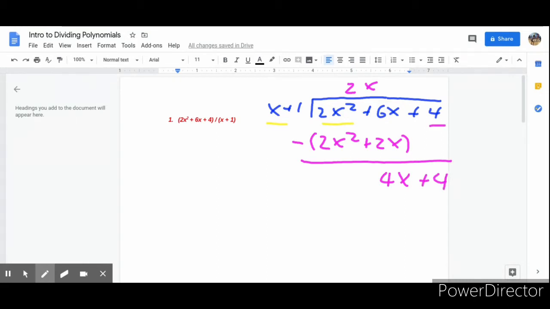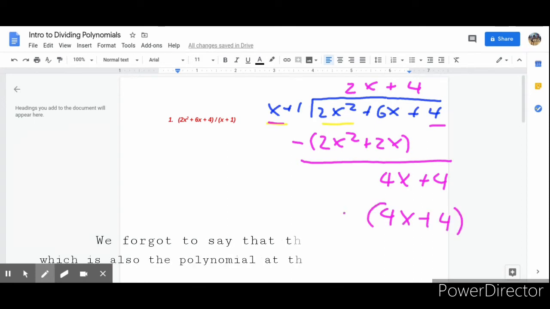Now, same thing, we want to look at the first term right here. We want to look at x. We don't want to look at the plus 1 part. So how many x goes into 4x? Well, 4 times x equals 4x, so we can put plus 4 right here. So 4 times x equals 4x, and 4 times 1 equals 4. So 4x plus 4, we subtract, and obviously that cancels out, and we're done.